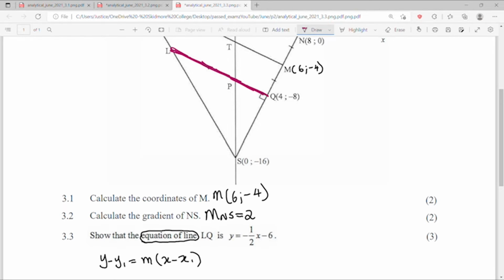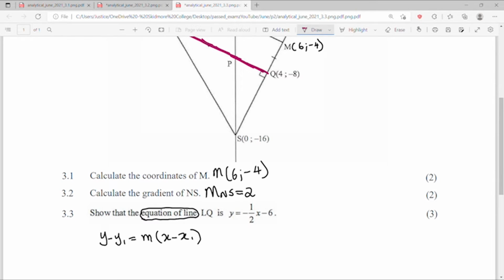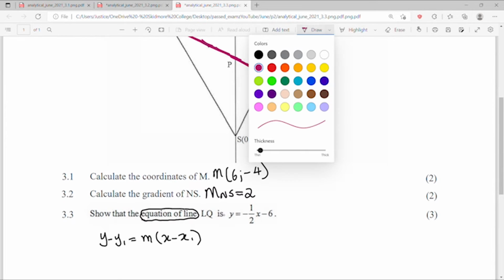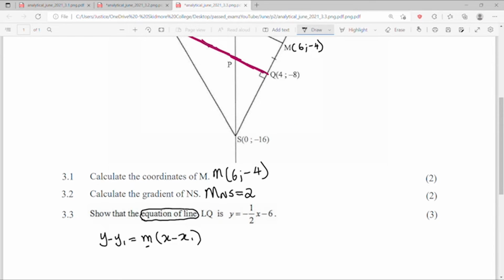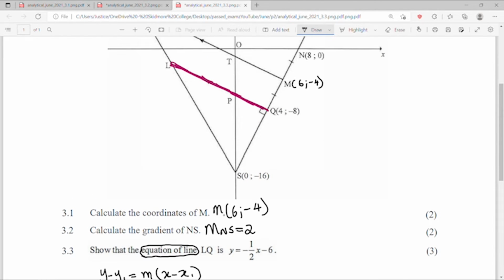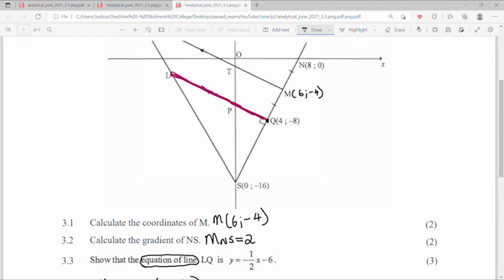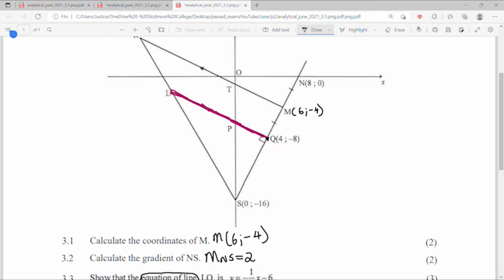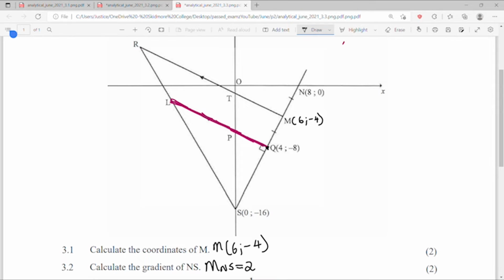So what do we need to find the equation of a line? First of all, we need the gradient. We already have one point to substitute, right? We have Q, (4, -8), but we need a gradient. This becomes confusing, especially if you didn't analyze the diagram before. We don't have L, obviously. If someone thought, let's find the gradient by using the point L and the point Q, we don't have L. So when you see that, don't be confused.